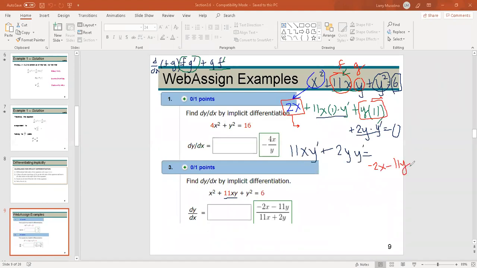All right, now, remember, I want to get this y prime by itself on one side. Well, y prime is showing up in both of these terms. So what I'm going to do is factor out a y prime as kind of a greatest common factor. So I'm pulling out a y prime. And when I do that, that leaves me with 11x plus 2y.